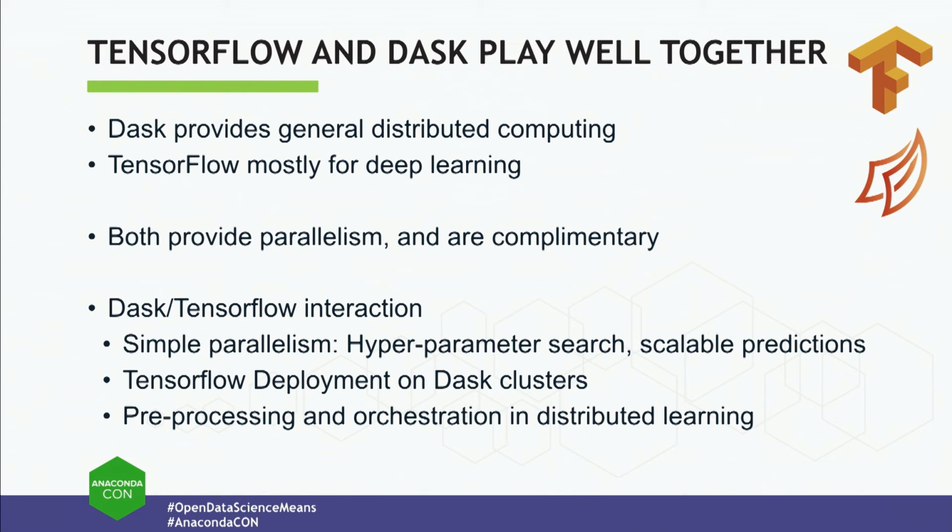So there are some relatively simple things you could do, like hyperparameter searches, or scaling one model to predict on lots of data. Any system can do this. Spark can do this. Flink can do this. Hadoop can do this. It's relatively simple to do. What's more challenging, a more interesting example to play with, is distributed learning. So what we're going to do is deploy TensorFlow using Dask. This tends to be a pain point for the TensorFlow community. And then we're going to do some pre-processing in Dask and then give that to a complex TensorFlow training system.